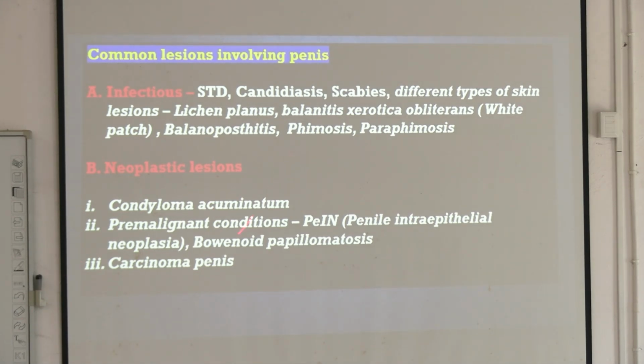Pre-invasive and invasive. Condyloma acuminatum, of viral origin. The premalignant one is Penile Intraepithelial Neoplasia, that is PeIN. Another is the infiltrating one, that is the carcinoma of the penis.